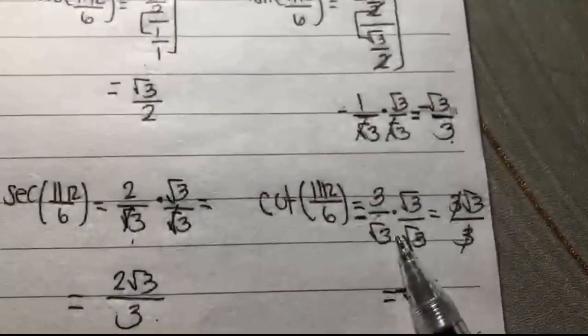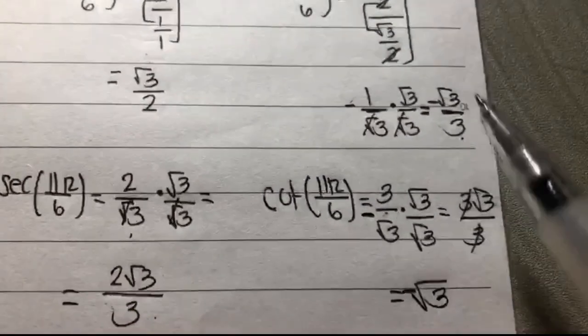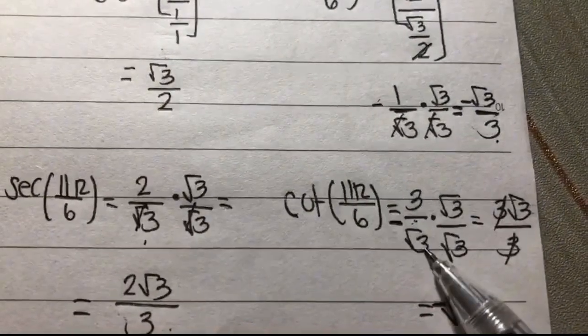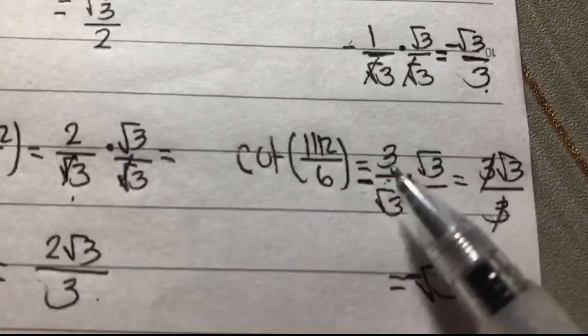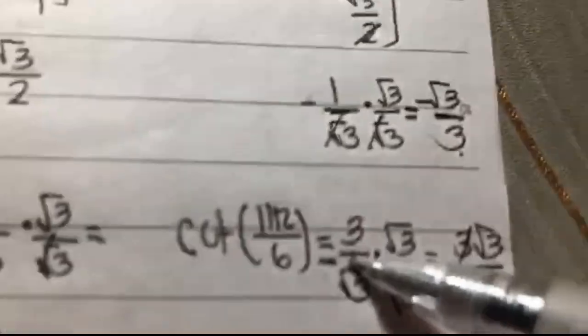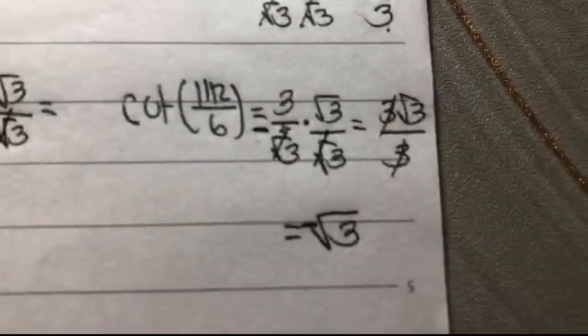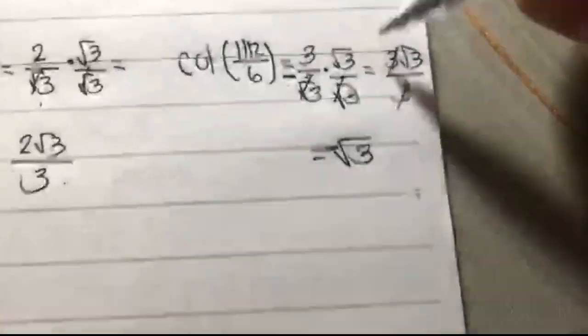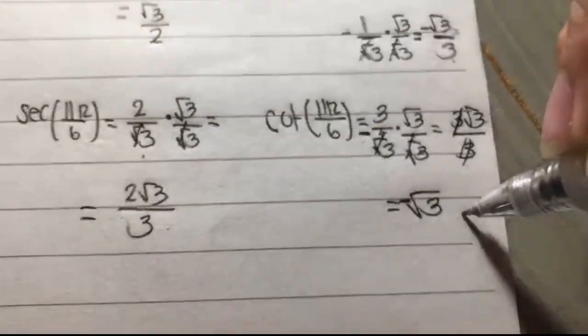Sa cot naman is, kung ano yung answer dun sa tan, i-reciprocal lang din natin. So, 3 over square root of 3, i-rationalize ulit natin kasi denominator is square root. Then, 3 multiplied by square root of 3 is 3 square root of 3. Then, cancel out lang natin yung square root, then the answer is 3. So, cancel lang din ulit natin yung 3. Ang magiging sagot ay square root of 3.